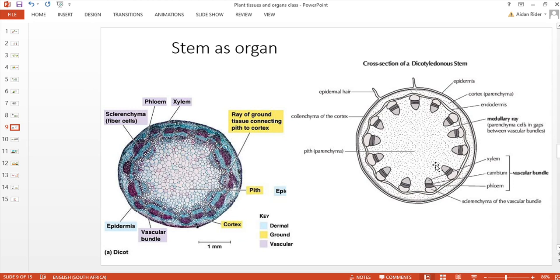Okay, then looking at the stem as an organ, again a transverse section through it. Here you can see again the watermelon image. So always remember, if it looks like a watermelon, you're working with the stem. Okay, so the transverse section. Here's also a few hairs they show, even if it is the stem.